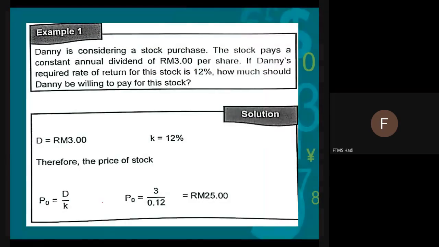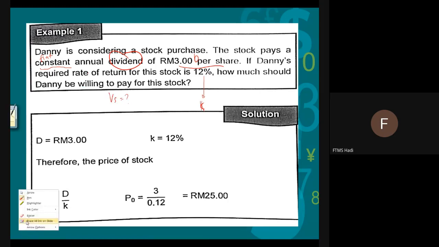Let's have a look at this example. Danny is considering a stock purchase. The stock pays a constant annual dividend. You see the keyword here, which is constant or flat. Annual dividend of 3 ringgit per share, so this one is D, because of the word dividend. If Danny's required rate of return is 12%, this is K, that means the return, how much should Danny pay for this stock, which is VS.